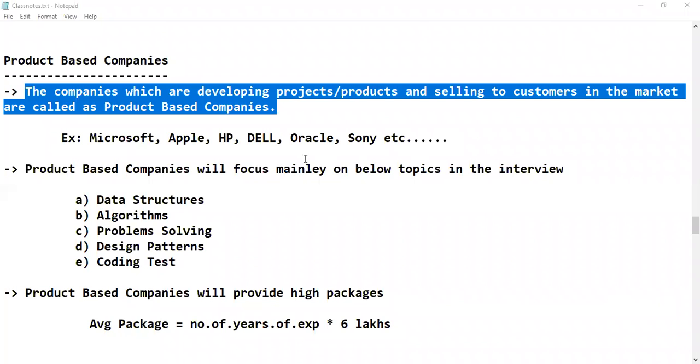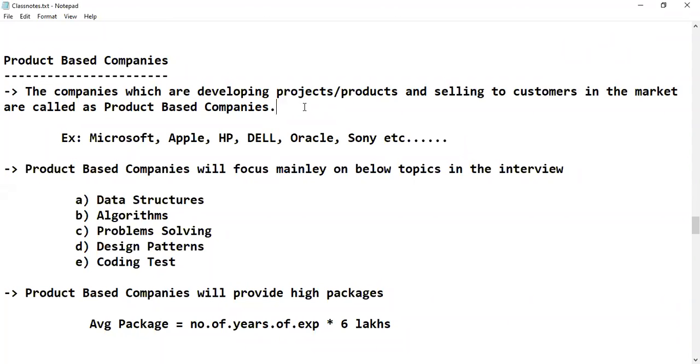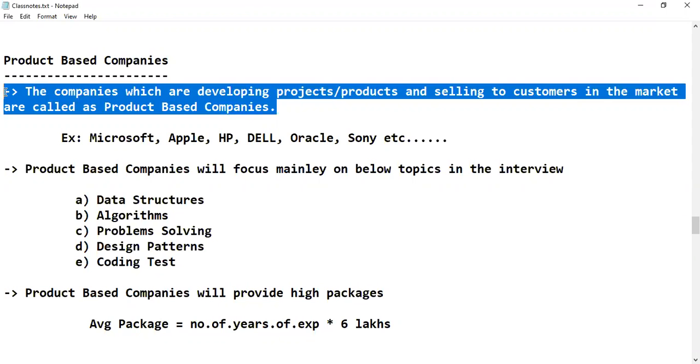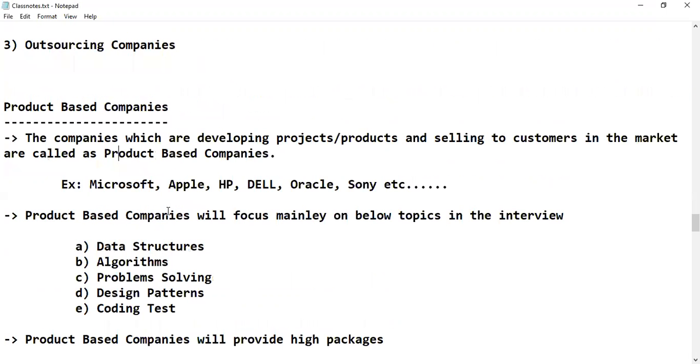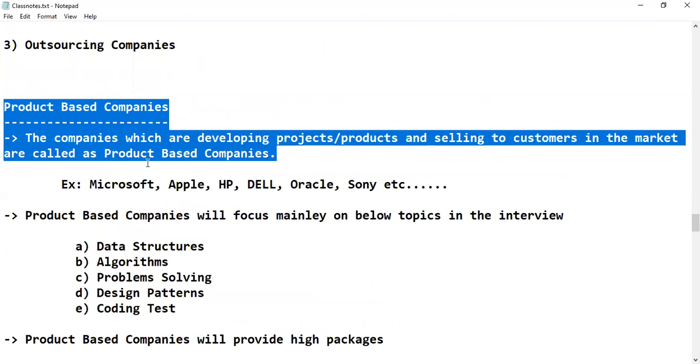Nobody will give the requirement for a product-based company. Product-based companies are getting the ideas. With that idea, they are developing a project. They are selling that project to the customers in the market. These companies will deal with the customers. They will sell a project to the customer.